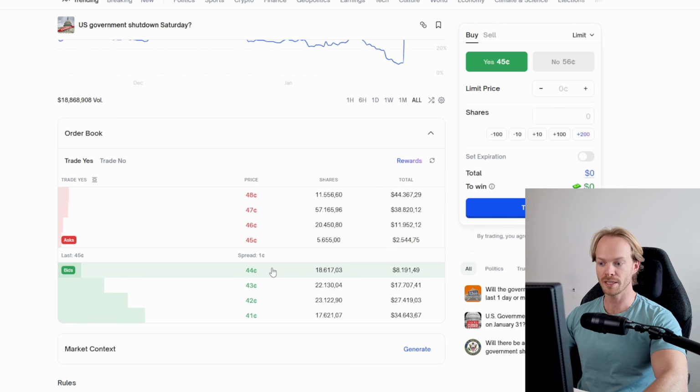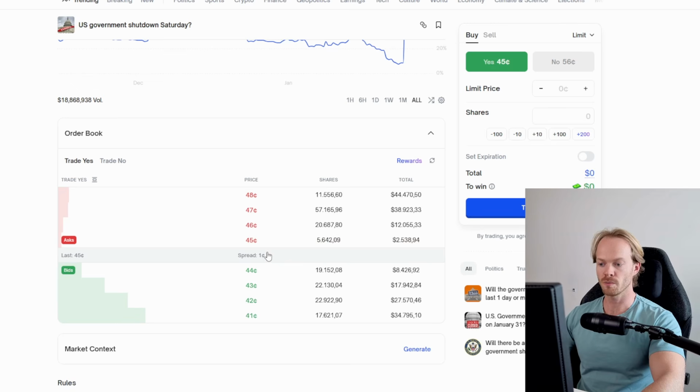You are removing liquidity, because there are resting orders that have provided liquidity, and your order would be taken right away by the people that are buying. So the spread is the difference between the best asks and the best bids.